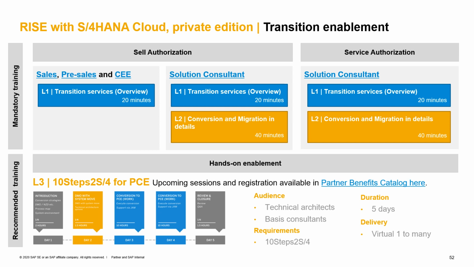In addition to this mandatory training for transition services you are now attending, be it for sell or service authorization or the overview or detail, we have a recommended one to go even deeper. The course is called 10 Steps to S4 for Private Cloud Edition, and it is a Delta training based on the basic version of this very popular hands-on training. By participating, you can try to execute a complete conversion to private cloud with a hands-on approach. This can be booked using the Partner Benefits catalog, where you can already find all upcoming sessions.